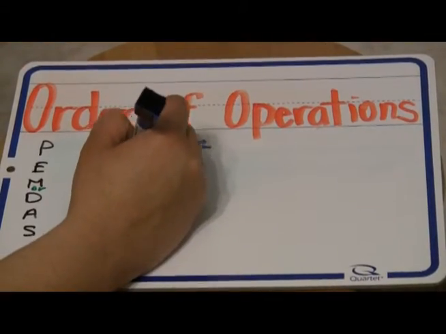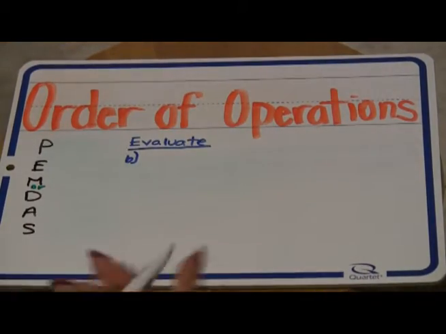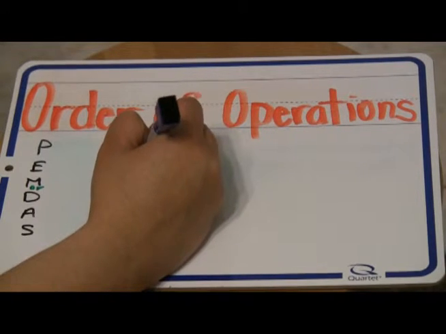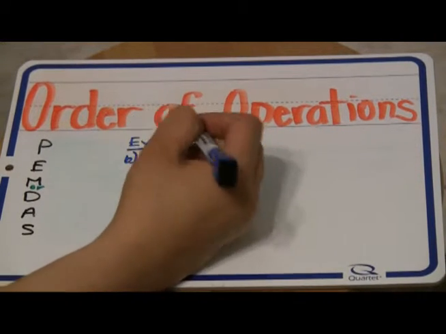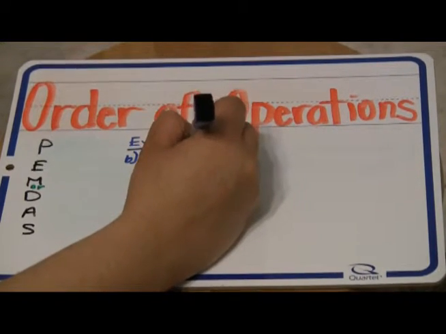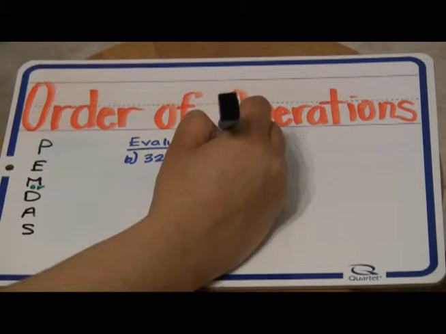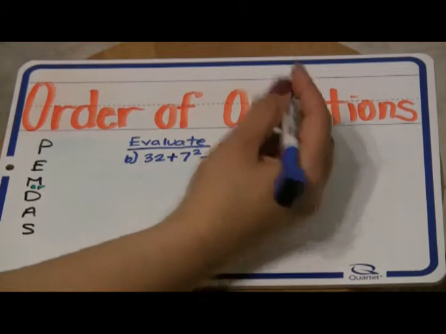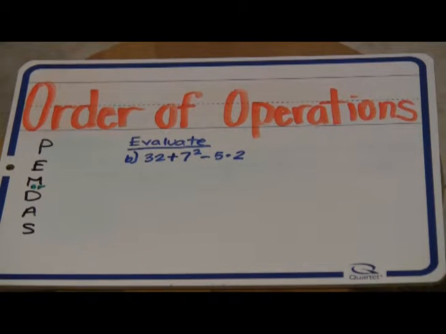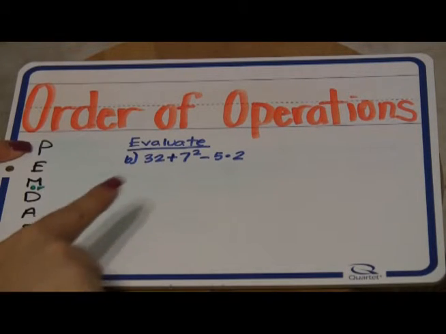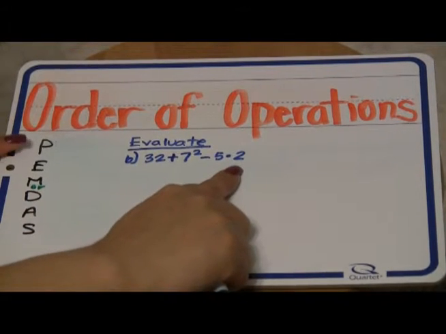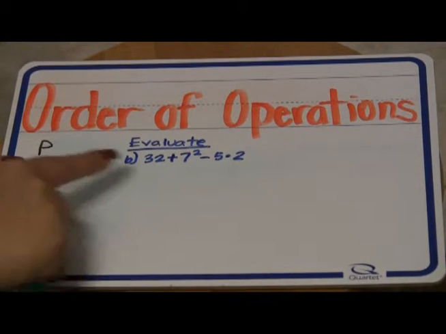Our next problem is problem B. And this time we're working with the expression 32 plus 7 squared minus 5 times 2. Following our order of operations again, we start with the P for parentheses. There are no parentheses. The next one is E for exponents.